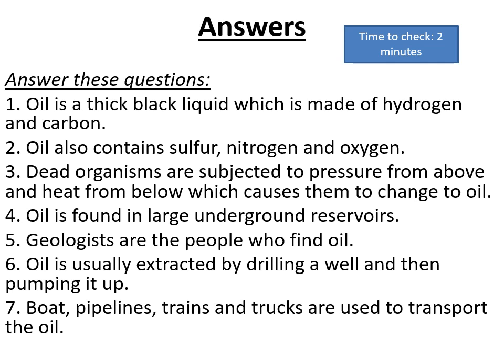Number 5, geologists are the people who find oil. Number 6, oil is usually extracted by drilling a well and then pumping it up. And number 7, boats, pipelines, trains and trucks are used to transport the oil. So there we go. Please make any corrections you need to, and we'll move on. Pause now to do that.